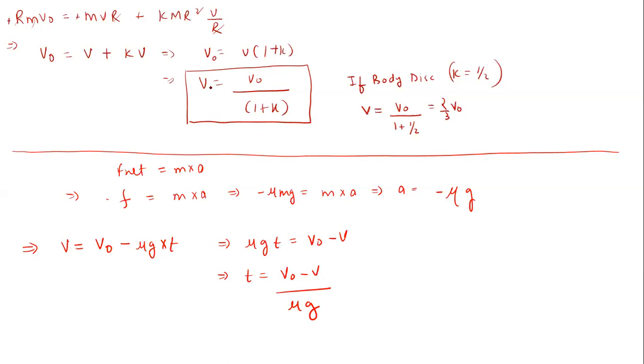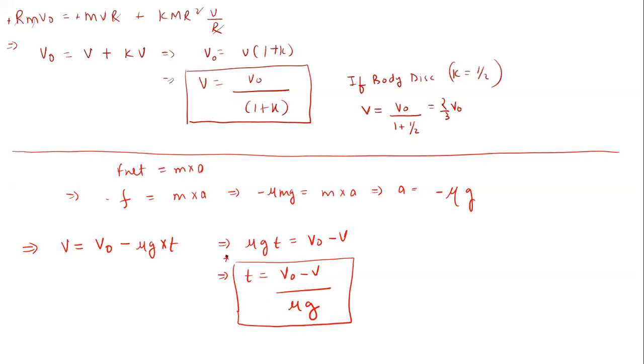We can substitute the value of v from this equation and then we can find the time. So the time taken for pure rolling will be equal to v naught minus v by mu g. Did you understand this? How much is the time taken before it starts pure rolling? That is v naught minus v by mu g. Yes or no? And what is the value of v? We can substitute v from this expression, that is v equal to v naught by 1 plus k. Okay, fine. That is the next part of the problem.